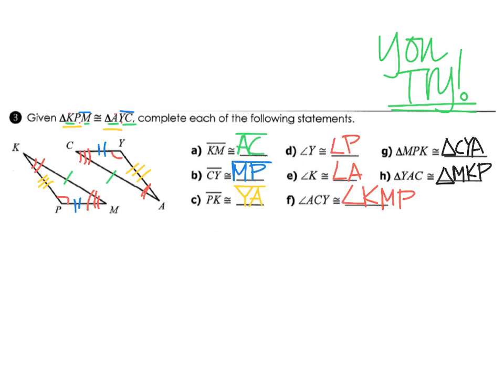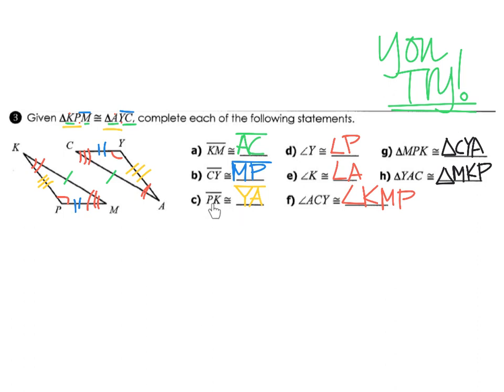All right, so let's go through the answers for these. So first of all, A, we're saying what segment is KM congruent to? So KM is the first and the third letter, so we know that first and third has to be congruent to first and third. So KM is congruent to AC, and then we mark that on our diagram. Then CY. CY would be third, second, so third, second would be MP. So CY is congruent to MP. All right, and then we mark it on our diagram. These two sides right here.